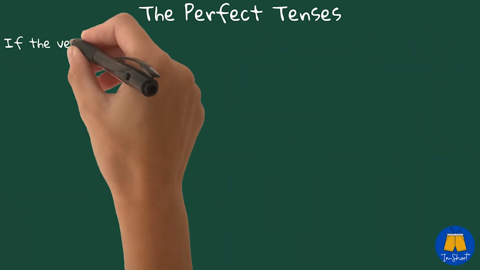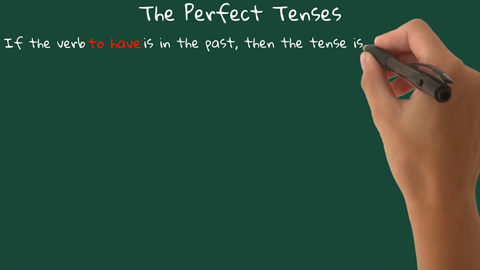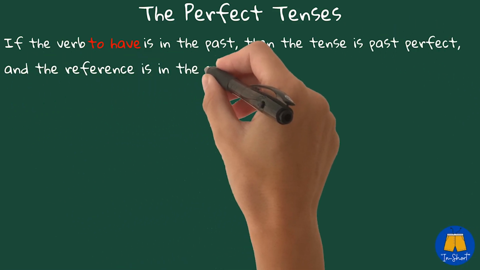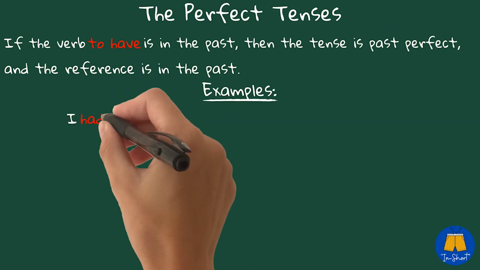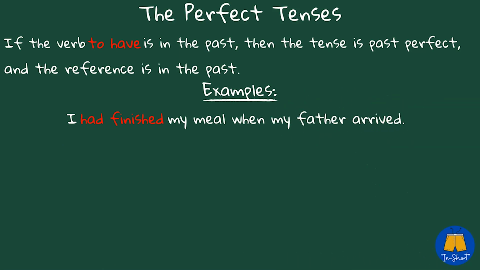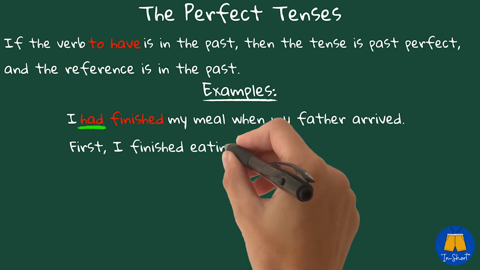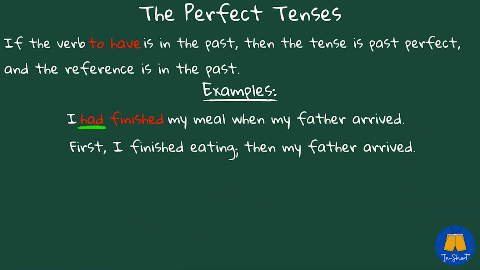If the verb to have is in the past, then the tense is past perfect and the reference is in the past. I had finished my meal when my father arrived. We can see that there is one form of the verb to have in the past, had. The sentence is in the past perfect because the verb to have is in the past, and it means that the action happened before another action in the past. First, I finished eating, then my father arrived.